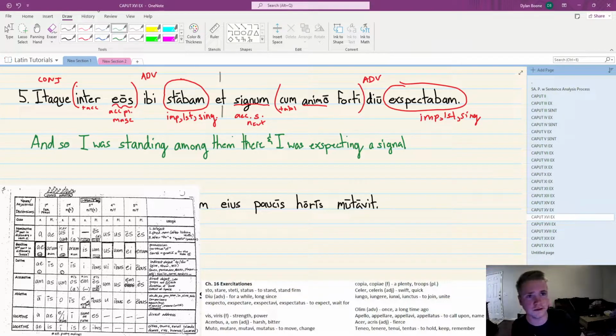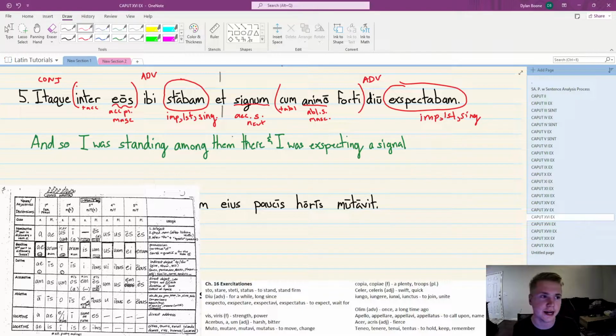Cum animo forti. So animo, we'll do that one first because we know it comes from animus, animi, second declension. Animo gets us two options: dative singular or ablative singular. We have a preposition right next to it which takes the ablative, so it's a safe bet that we are ablative singular. And that is masculine, which will be important for this third declension adjective. So forti comes from fortis, forte. It's an adjective of two endings.